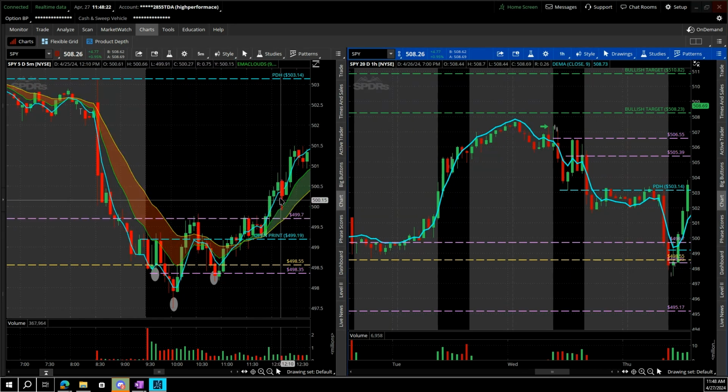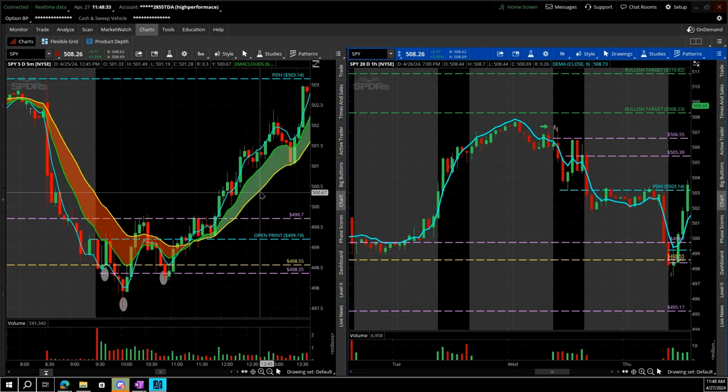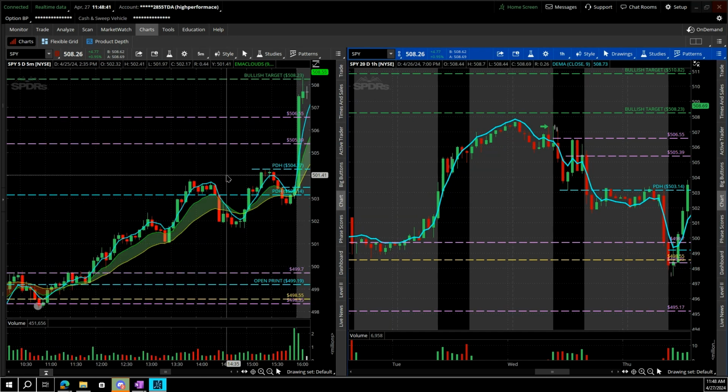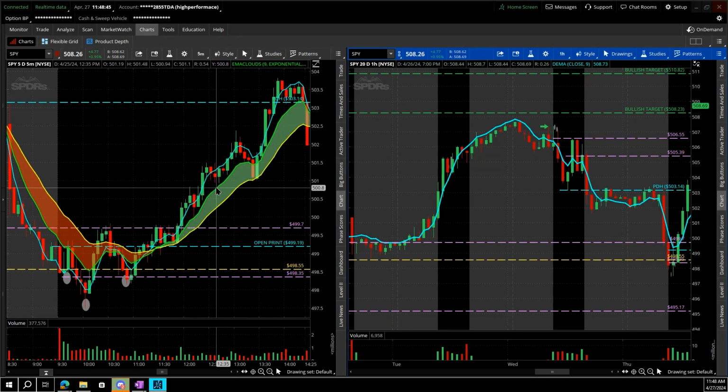So, phenomenal move right here off the open print, and then it really just starts to rip, comes down. I love this candle right here. This candle is insane. I love how it tags the cloud and then just starts to soar. Great job holding that, Debo. That's a monster of a trade right there. It's disgusting. Yep, and like we kind of saw, the exit criteria is breaking below the yellow line.